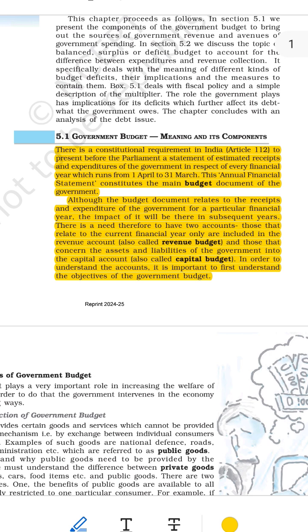2. Capital budget. This is for big investments and future growth. It includes money for projects and assets. Think of it like saving for a big goal, saving to buy a house, a car, or start a business.